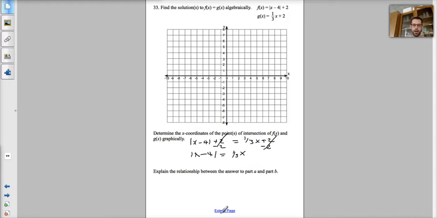So to get rid of the absolute value sign, I know that this thing in the parentheses, I could say that x minus 4 could be equal to 1/3 of x, or x minus 4 could be equal to negative 1/3 of x. All right, so if I want to solve this equation, I could add 4 to one side, subtract 1/3, so that would give me 2/3. x minus 1/3 x would be 2/3 of x.